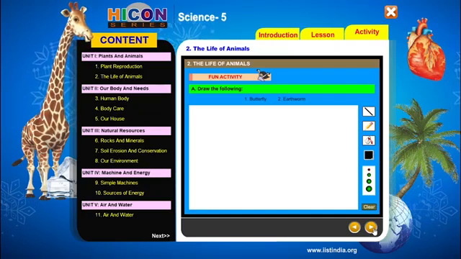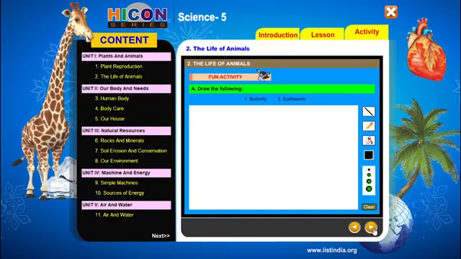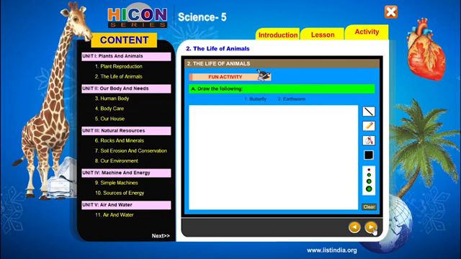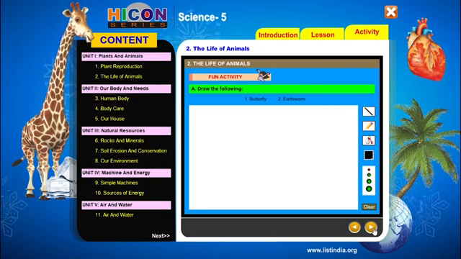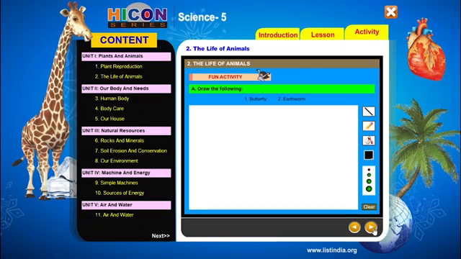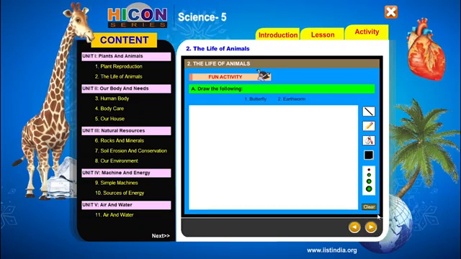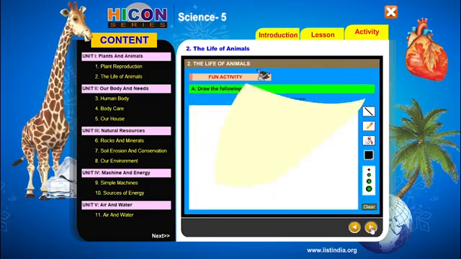So practice the diagrams in your notebook at your home and see the PDF. You will find the diagrams of butterfly and earthworm in it. So practice these diagrams at your home. So children, let us enter the next part in the activity section.